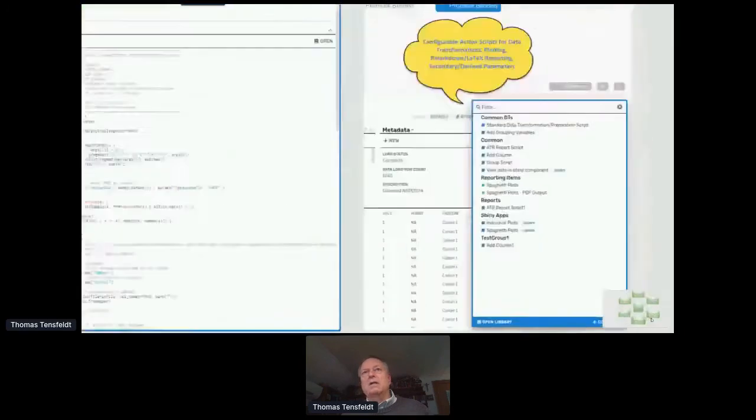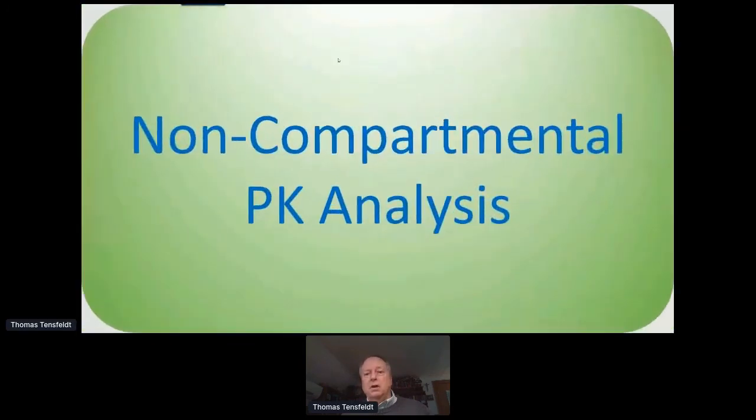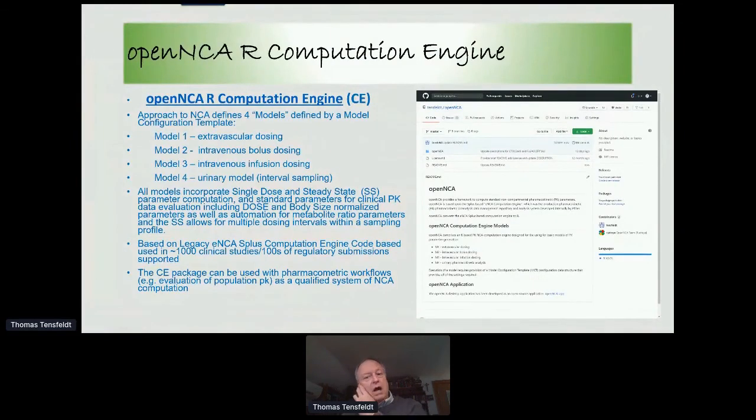Let's turn now to non-compartmental analysis. I'll give you a little bit of an overview of how the NCA system works with this. The computation engine, as we call it, for the non-compartmental analysis that OpenNCA provides is defined through a series of models. We've defined these models as extravascular dosing, 2 intravenous dosing models for bolus and infusion administration, and a urinary model that allows for interval sampling and typically used for urinary data.